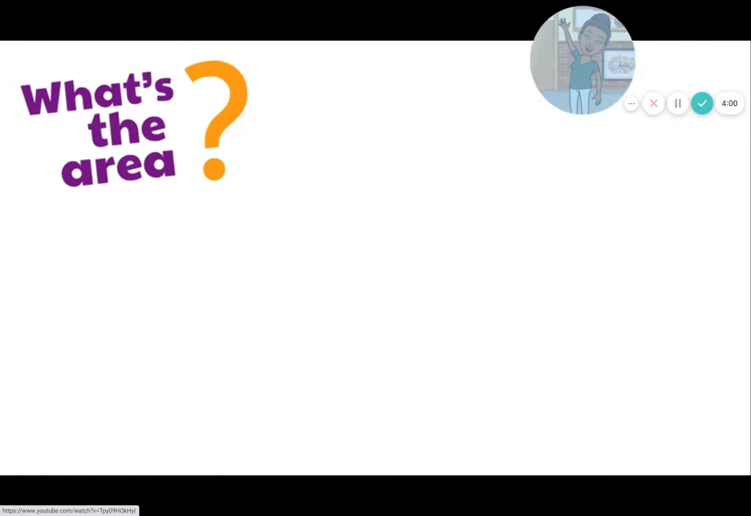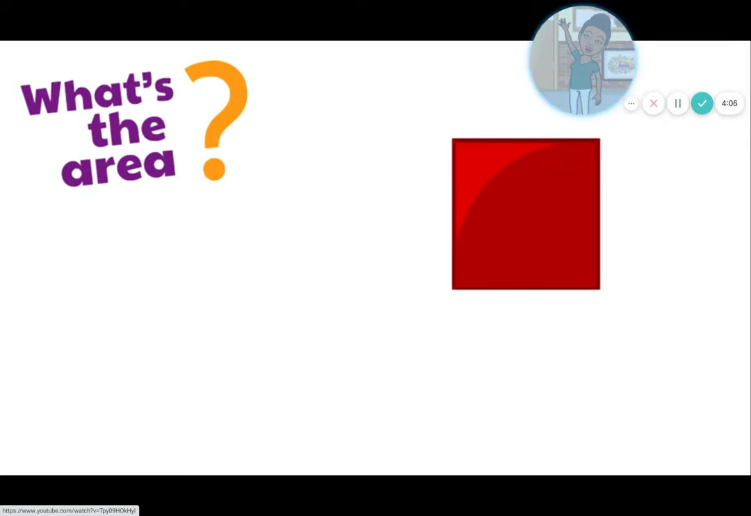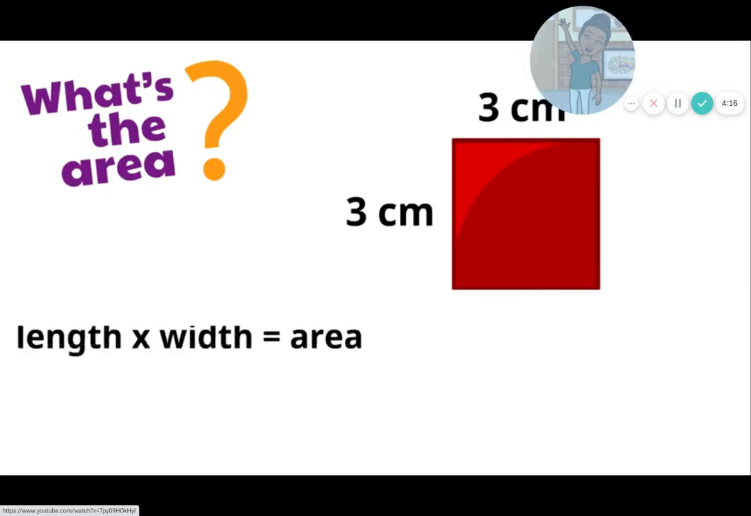Why don't we try another one? Let's say we want to find the area of this square. It is 3 centimeters long on each side. Remember, to find the area of a square or a rectangle, all we have to do is multiply the length times the width. For a square, the length and the width are the same size, aren't they? Well, the length times the width is the area. So we just have to multiply. We would write 3 times 3. 3 times 3 will give us the area of this square.